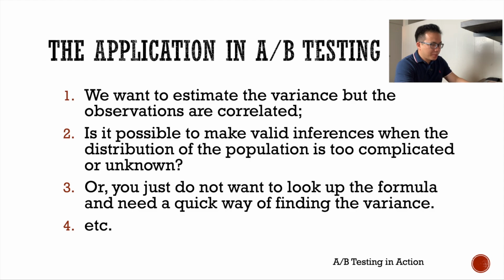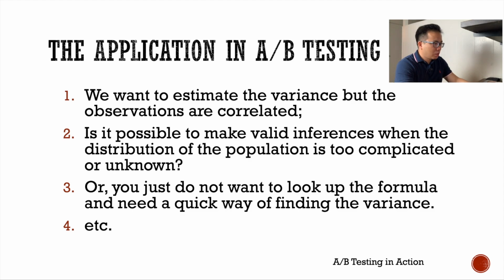The second scenario is we want to make valid inference when the underlying distribution of the population is too complicated or unknown. How can we do statistical inference when the population is too complicated or unknown? If it is too complicated or unknown, which means we cannot use any closed form formula to do the calculation, right? So if we do not have any closed form calculation, then how can we estimate the variance? In this case, we can simply use Bootstrap to do it.